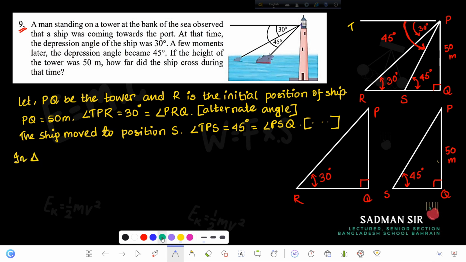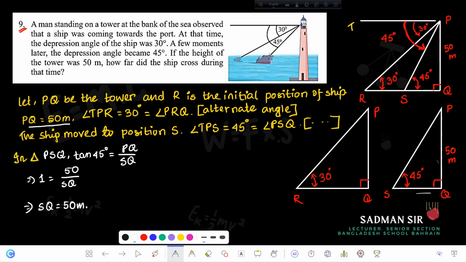So in triangle, let me use a little bit of different color. In triangle PSQ, okay, we can write tan 45-degree equal to opposite is PQ and adjacent is SQ. So PQ by SQ. Now tan 45 has a value of 1, so it is equal to PQ is 50. As you can see, PQ is 50, and divided by SQ, this is what we have to find out. So if I cross multiply, 1 into SQ is SQ, so that is equal to 50 meter as well. Okay, so now we found out the value of SQ.